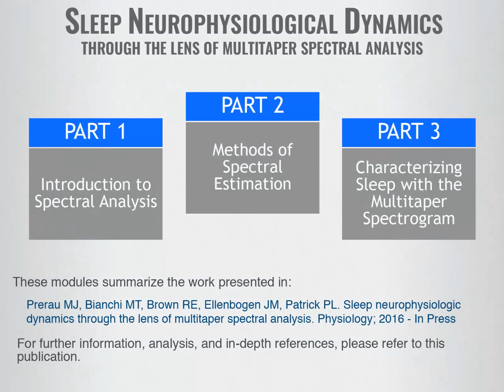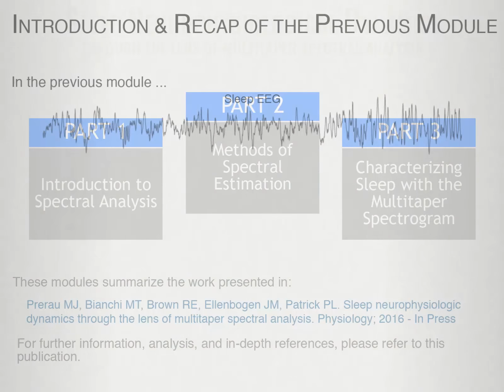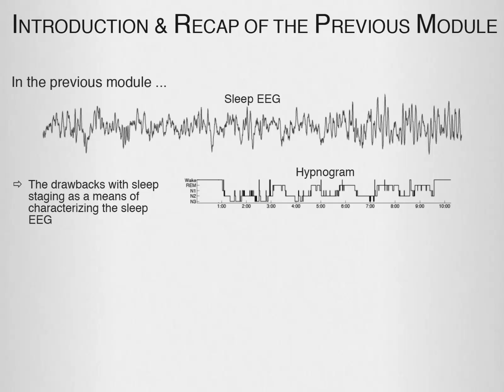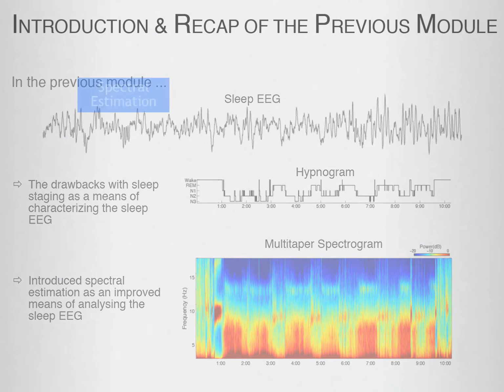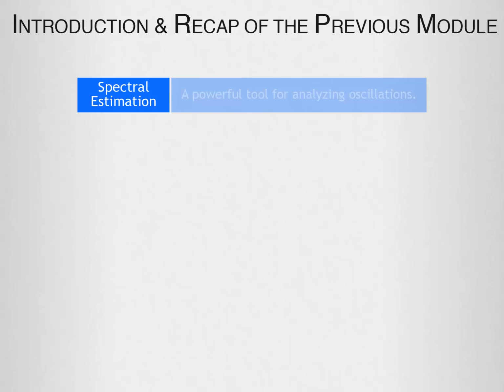This is the second module in this three-part series on sleep neurophysiological dynamics through the lens of multi-taper spectral analysis. In the previous module, we discussed the drawbacks with sleep staging as a means of characterizing the sleep EEG. We then introduced spectral estimation as an improved means of analyzing the sleep EEG as it preserves more information than the traditional hypnogram. If you recall, spectral estimation is a powerful tool for analyzing oscillations.